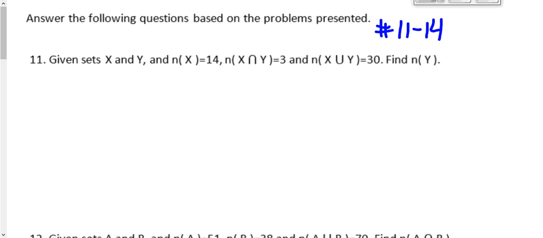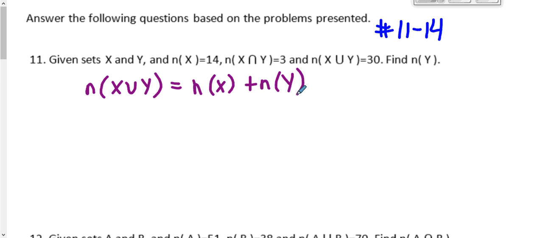How we're setting up our equation is that the number in x union y will always equal the number in x plus the number in y minus the number in the intersection. You don't have to write this out in set notation before you fill in the equation if you don't want to.